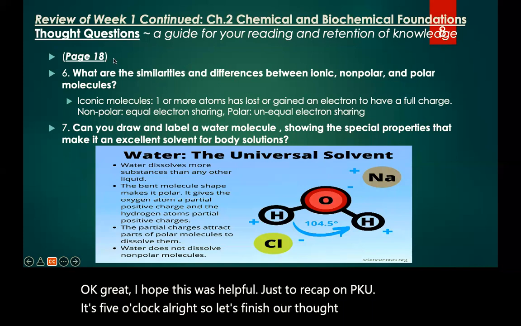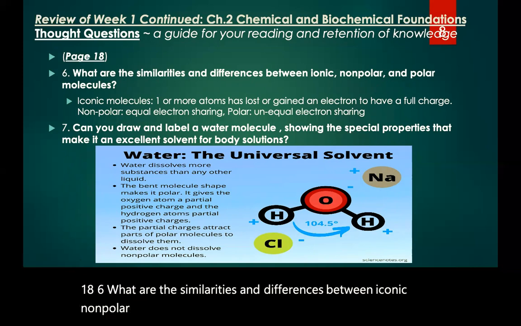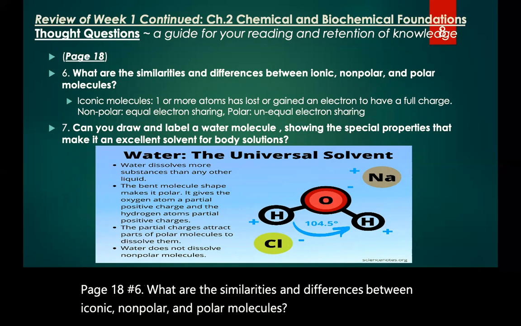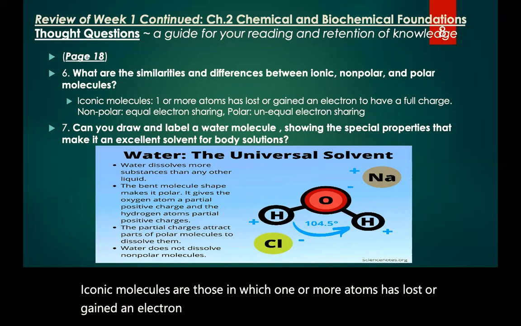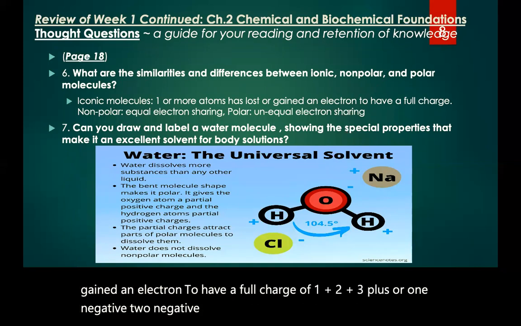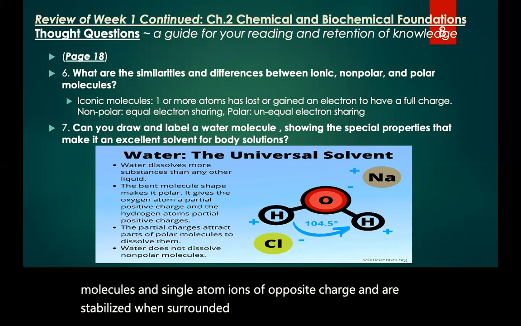So page 18, number 6, what are the similarities and differences between ionic, nonpolar, and polar molecules? Ionic molecules are those in which one or more atoms has lost or gained an electron to have a full charge of 1 plus, 2 plus, 3 plus, or 1 negative, 2 negative, 3 negative. These ions will attract other molecules and single atom ions of opposite charge and are stabilized when surrounded by polar water molecules in aqueous solutions.